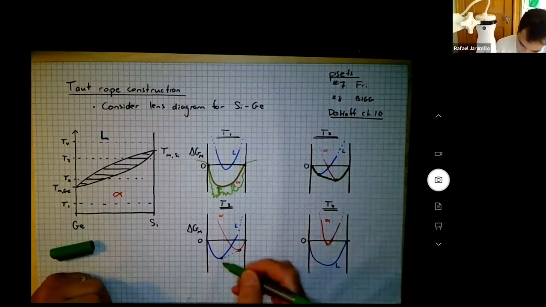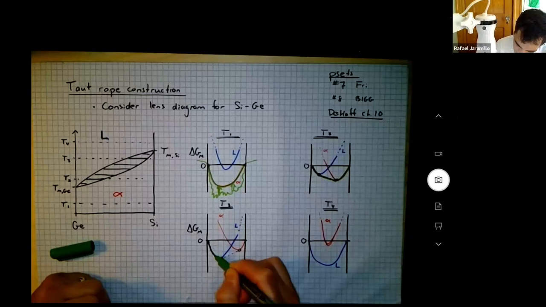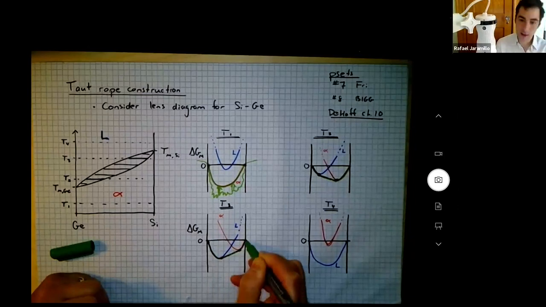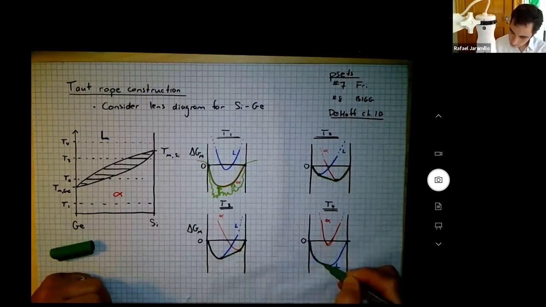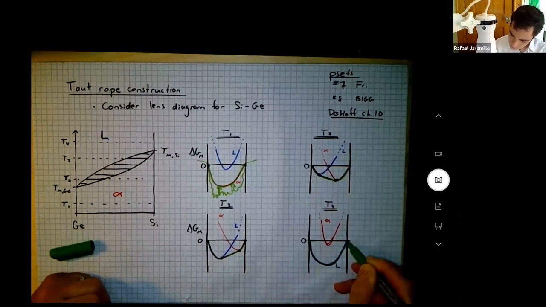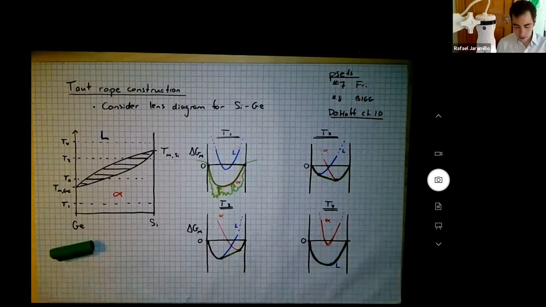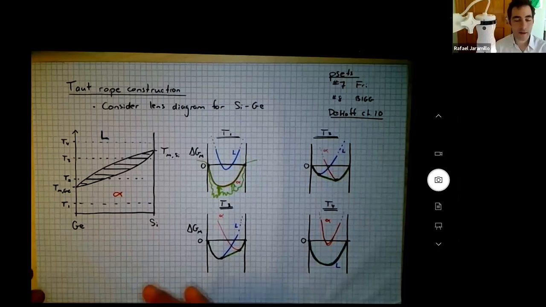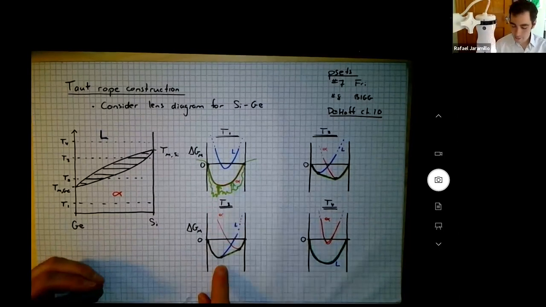What if you did it here? Pull the rope taut, it's going to trace the solution while it's stable, and then it will do the common tangent, and then it will come up and trace that solution. And similarly here, it's going to tell you that the liquid phase is stable everywhere. So this taut rope construction, which you can have this very visual sense of, gives you the phase diagram. At any given temperature, you pull the rope taut, and wherever the taut rope goes, that's your phase diagram.